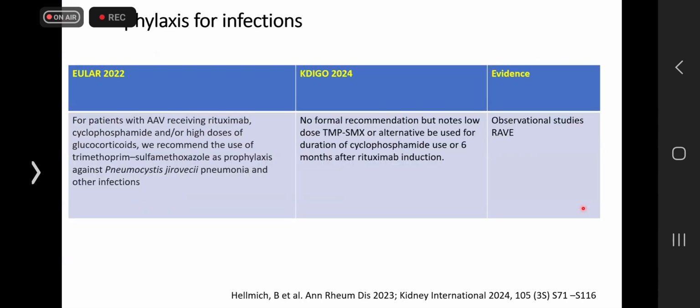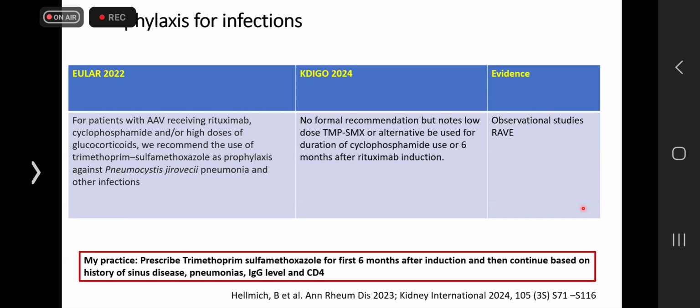In terms of infections, for patients receiving rituximab or cyclophosphamide and steroids, EULAR recommends use of trimethoprim sulfamethoxazole as prophylaxis for PJP and other infections. There is no formal recommendation from KDIGO 2024, but it does note that trimethoprim or alternatives should be considered for PJP prophylaxis for duration of cyclophosphamide use or 6 months after rituximab infusions. The evidence for this comes from observational studies and the RAVE trial.